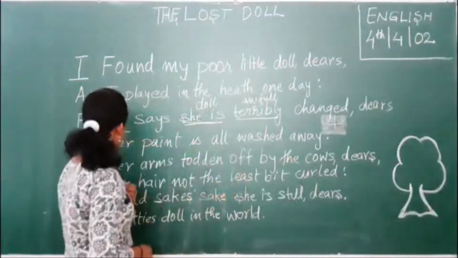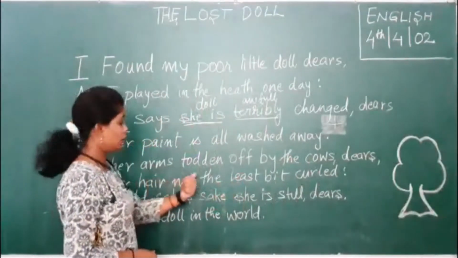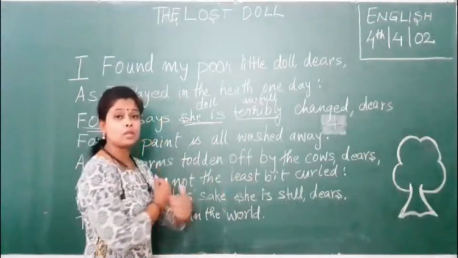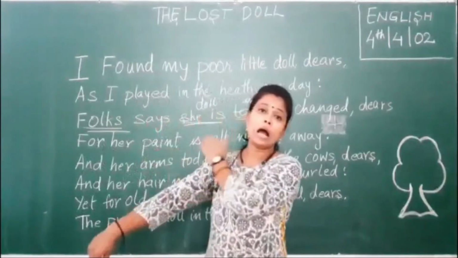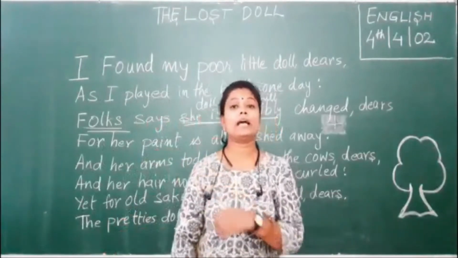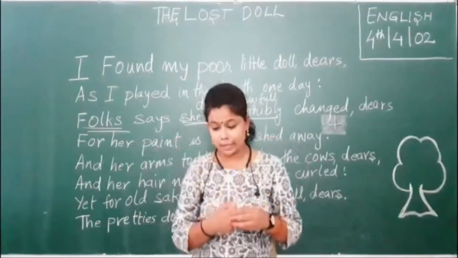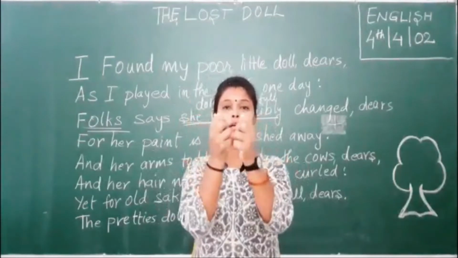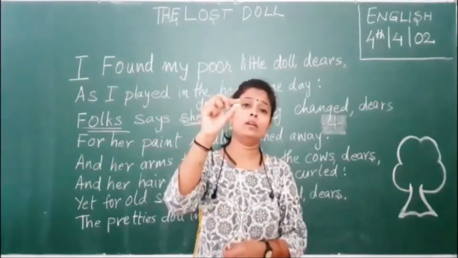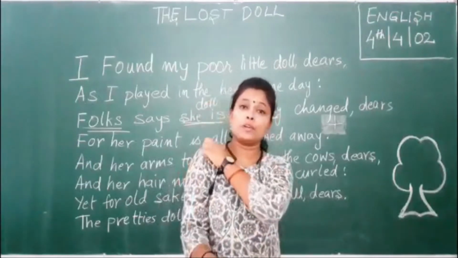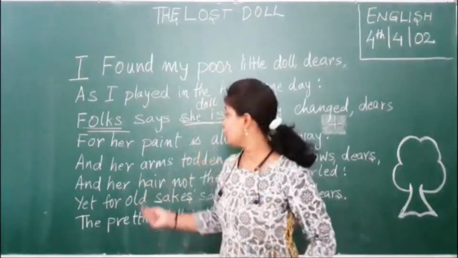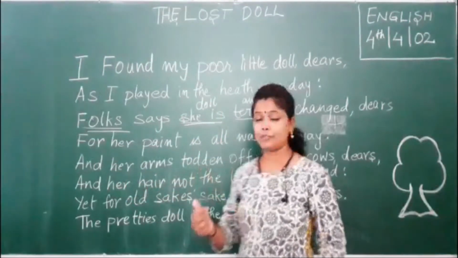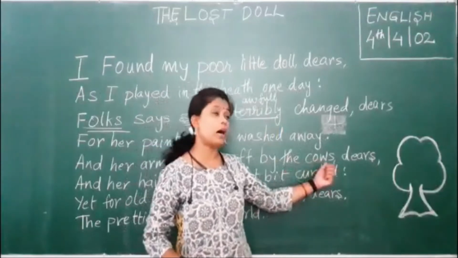Next, see, and her arms trodden off. This portion is called the arm. So from here it has trodden, meaning broken. Just see this, chalk. So her arm was broken away. Broken means it had been broken into two. It has been removed from here. So, her arms trodden off by the cows.